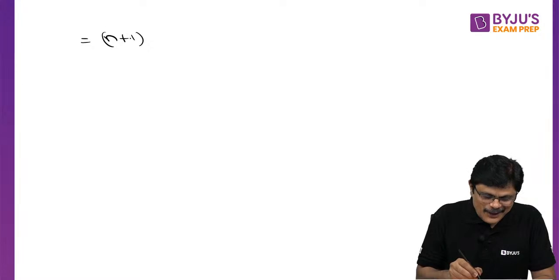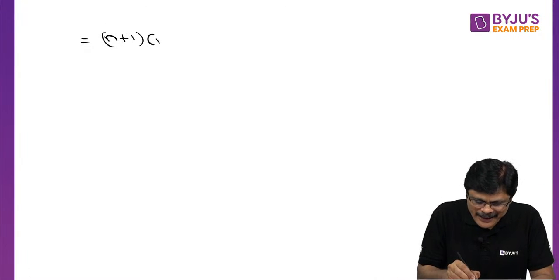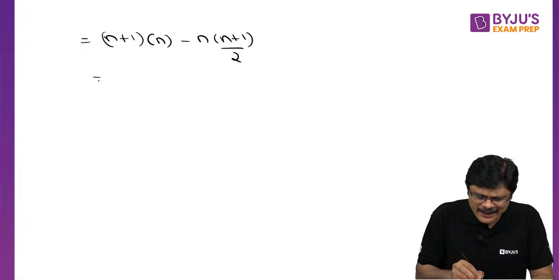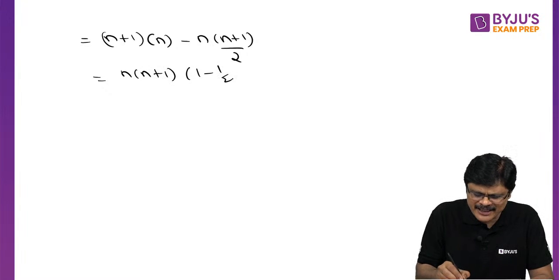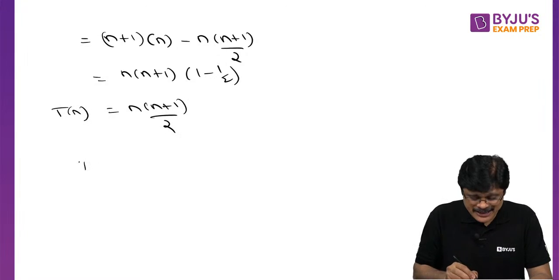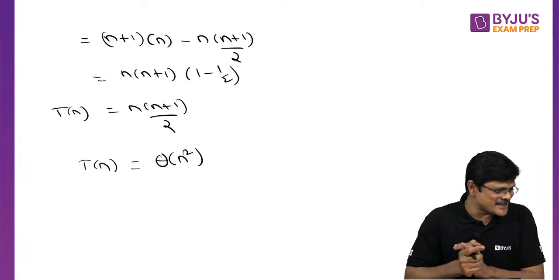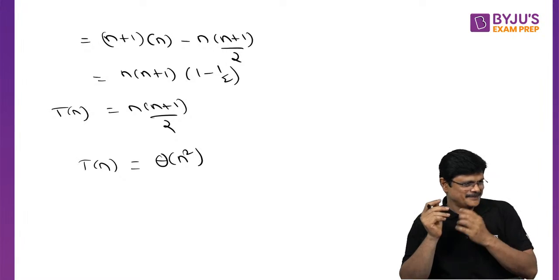Now n plus 1, where were we? N plus 1 into n minus n into n plus 1 by 2. Taking n into n plus 1 common, 1 minus half, which is nothing but half, which is n into n plus 1 by 2. Now you can happily announce the time complexity is theta n square. If you solve this, you can happily announce the complexity is theta n square, sir. Okay?